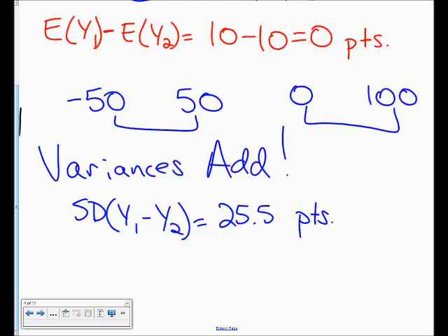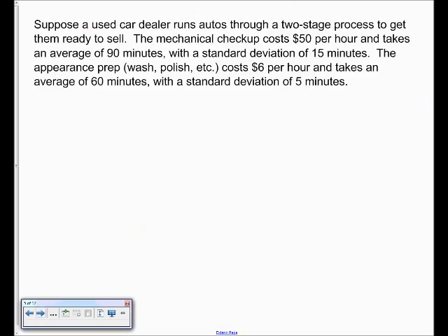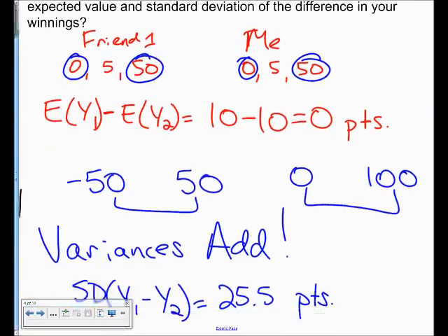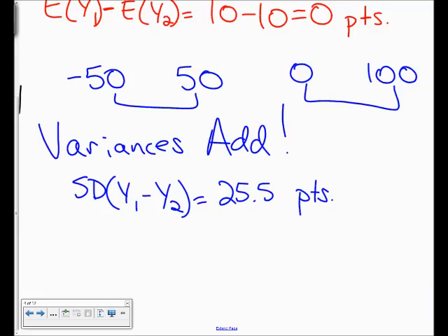So hopefully that gives you an idea of what we're doing here. We're finished with this problem. The main thing is you always want to add the variances. I'm going to stop now, and I'm going to give you another video lecture that explains a little bit more about why we should add the variances.